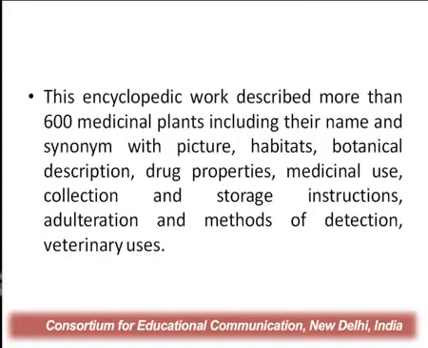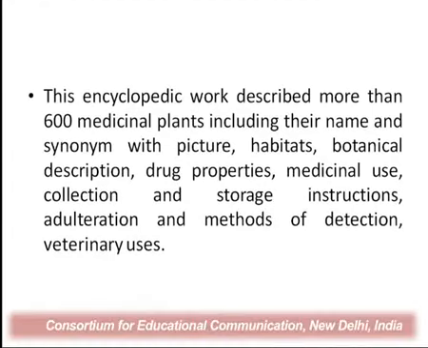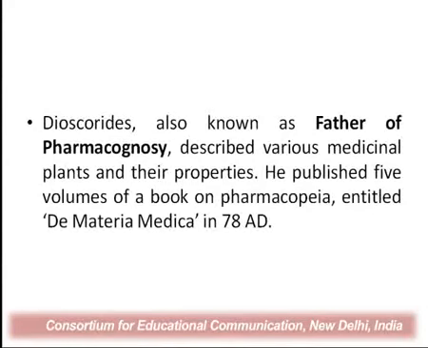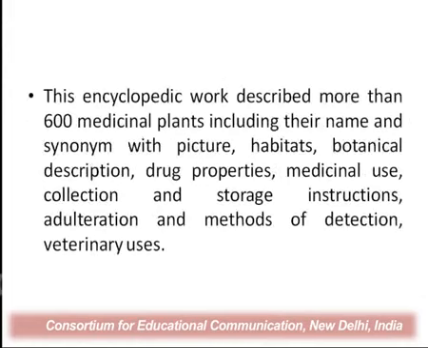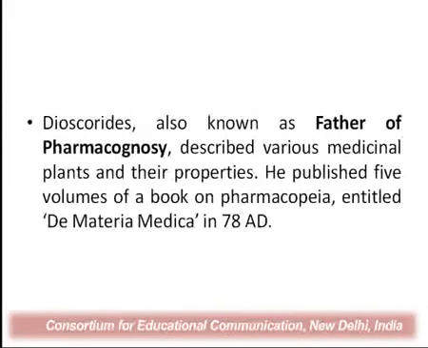commercial importance. Now, this encyclopedic work described more than 600 medicinal plants, including their name, synonyms with pictures, habitat, botanical description, drug properties, medicinal use, collection and storage instructions, adulteration and method of detection, and veterinary uses. So the document written by Dioscorides was so elaborate that it almost covered all the parameters that are studied in modern pharmacognosy. And you can see that this Materia Medica was written way back in 78 AD.